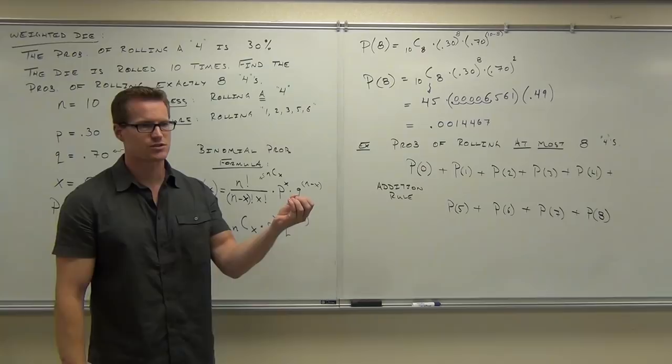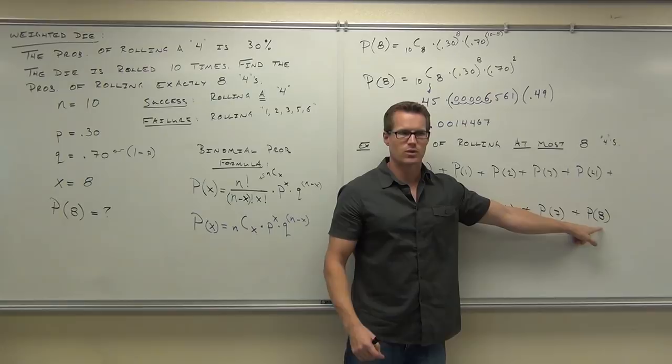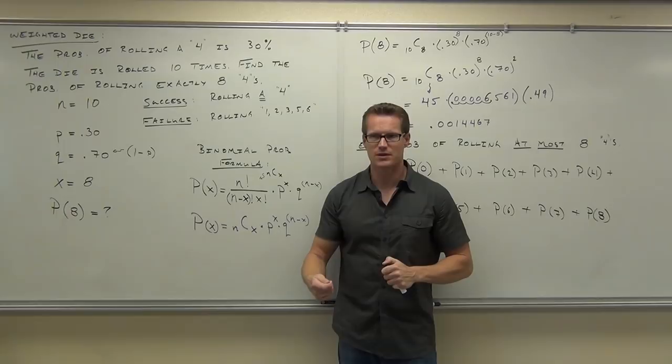It's not the probability of rolling a 1. I don't care about that. What I care about is one success. It wasn't the probability of rolling 8. We can't even roll an 8. This was the probability of rolling 8 fours, or getting 8 successes. How many people understand the difference between those things? Good. You kind of have to really get this stuff. Otherwise, you should be asking me a question or thinking about this a little bit.